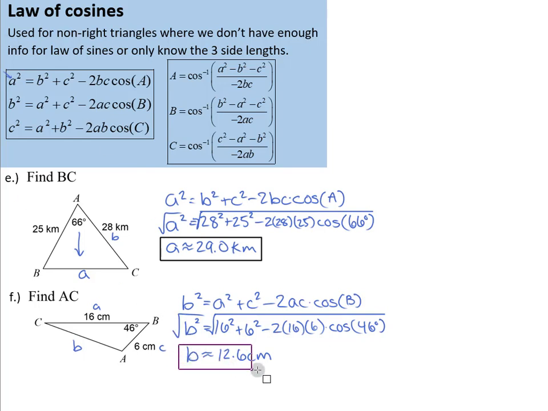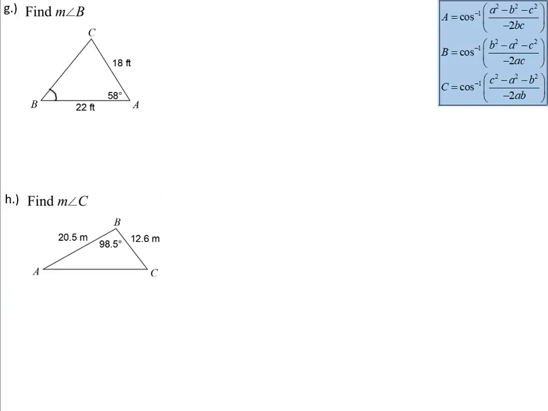Okay, now next we're going to look at a few examples where we'll need to use law of cosines to solve for a missing angle. So on our next one here, we're going to need to solve for a missing angle. So notice we have a non-right triangle. We only know one angle, but we don't know the side opposite it. So in order to solve for any of these other angles, we're going to need law of cosines.